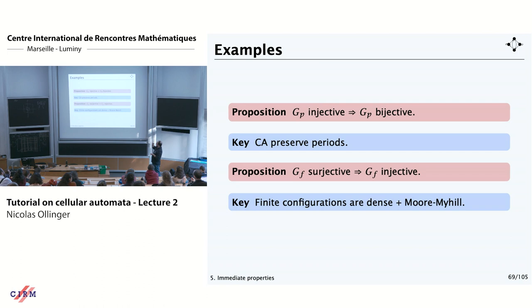Second proposition: surjective implies injective on finite configurations. The key here is to use first the fact that finite configurations are dense in the whole set of configurations. So if you are surjective, and you would not be injective on finite configurations, so what would that mean? Can I do that proof actually this morning? Let's see.